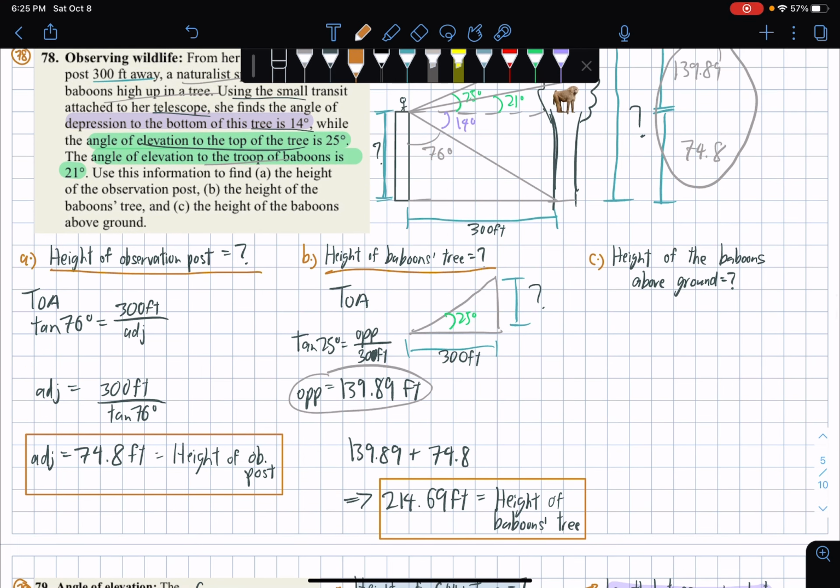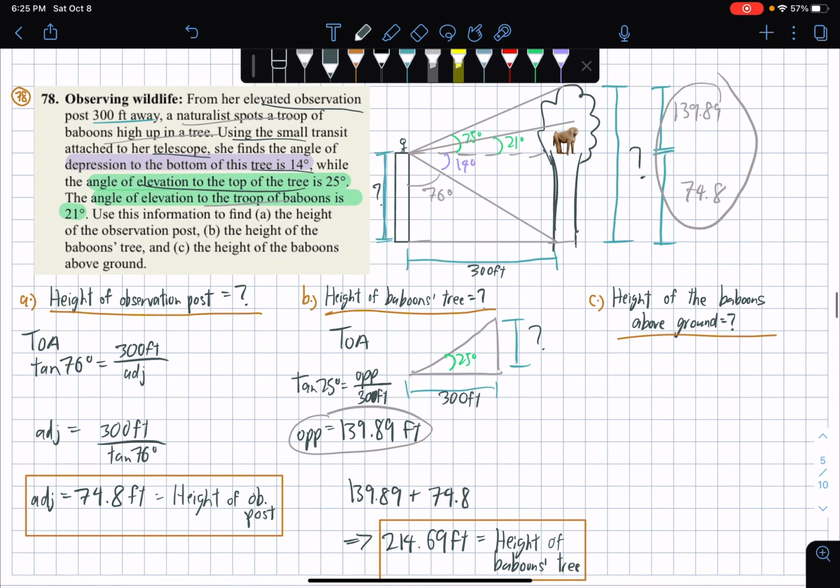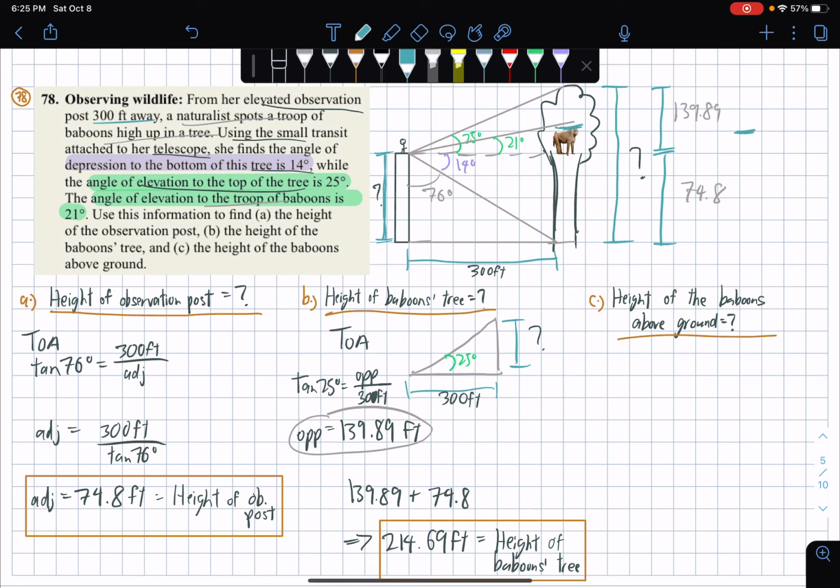Okay, for letter C, we have to find the height of the baboons above ground. So this might be quite confusing, but essentially it basically asks the height from the top of the baboons all the way to the bottom. So in other words, we just have to add the adjacent side value, which is this one, the 74.8 feet, together with the value that we'll be finding at a 21-degree right triangle.